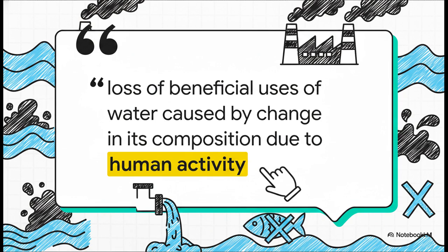Now, here is the absolute foundational definition that you need to lock in. Water pollution is, quote, the loss of any of the actual or potential beneficial uses of water caused by any change in its composition due to human activity. Notice the emphasis there. While nature definitely has its own cycles, it's human activity, our actions, that really act as the main catalyst, pushing contaminants into the environment in excess. And that's what ultimately robs the water of its beneficial uses.